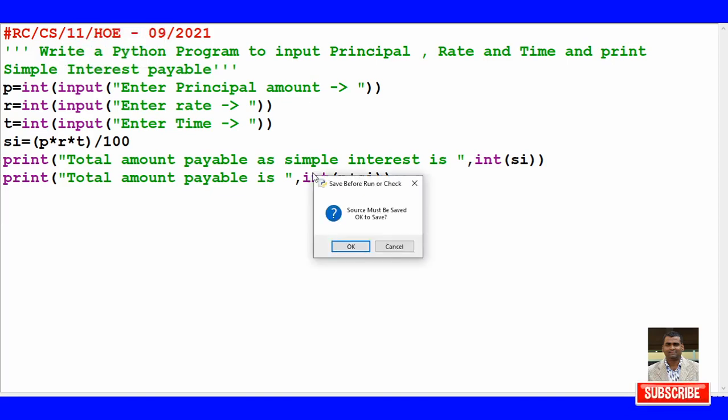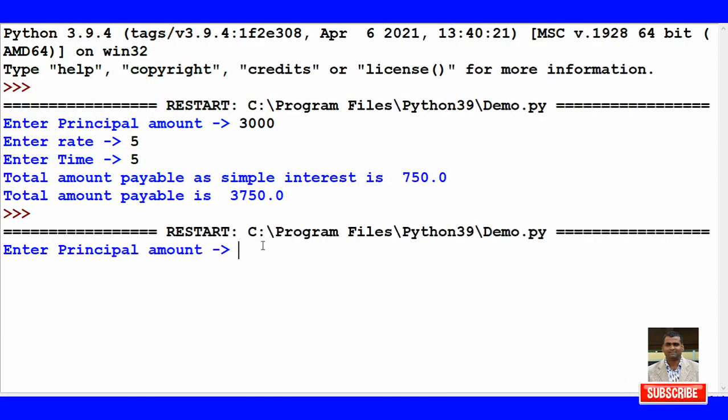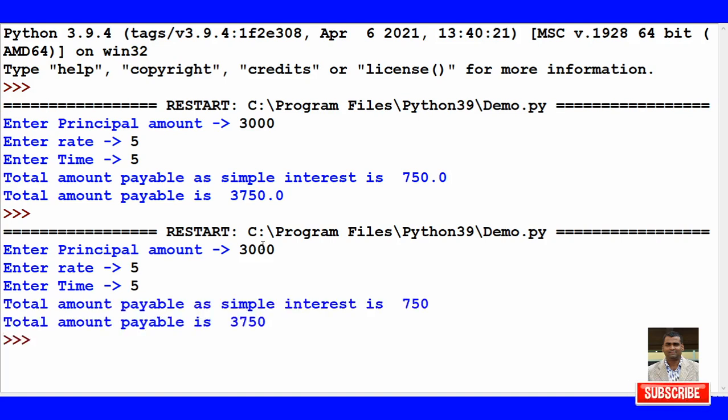Again I'm going to run the program. You see, the same question again: amount is 3000 rupees, for 5 years, and 5% rate of interest. So you just check it out. In this one it is printing 750 as simple interest and 3750 as the total outstanding amount payable. One you see with the decimal part and another only with the integral part.